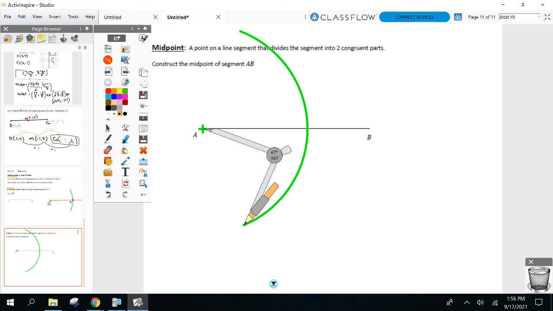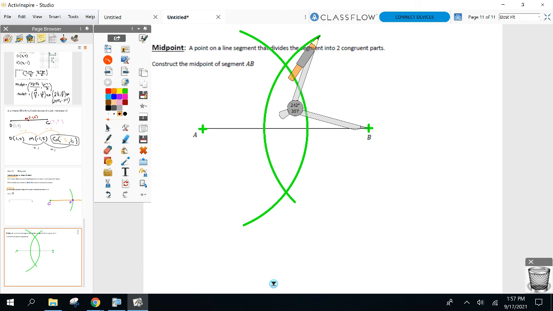Then, don't open or close it. Leave it the same opening. Go to the other endpoint and do the same exact thing. So you should have 2 intersection points on your arcs. Anybody seeing why I call it the fish? I don't know. So now you should have 2 intersection points on the arcs.